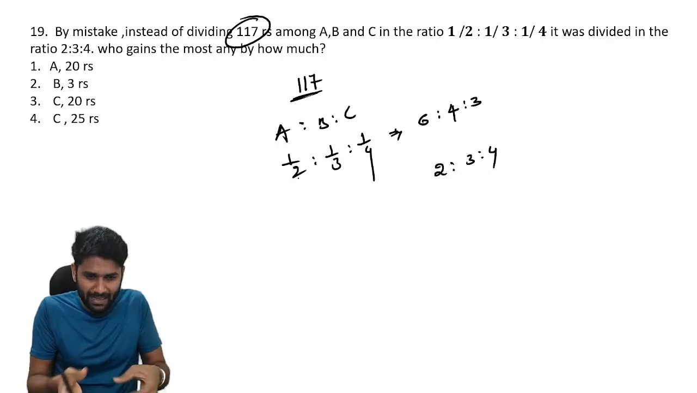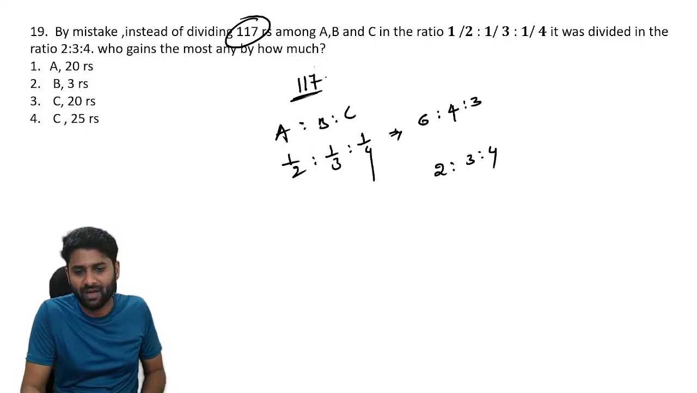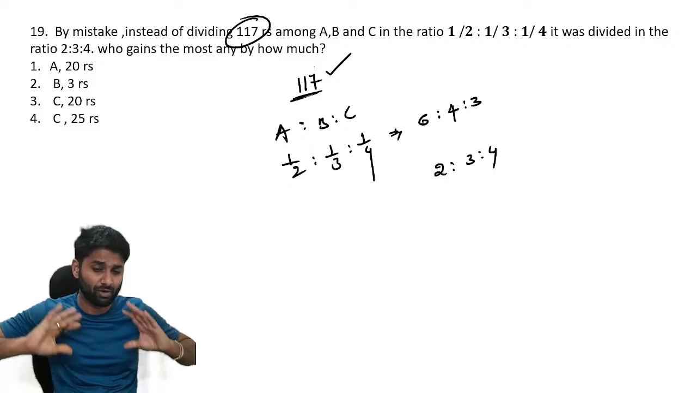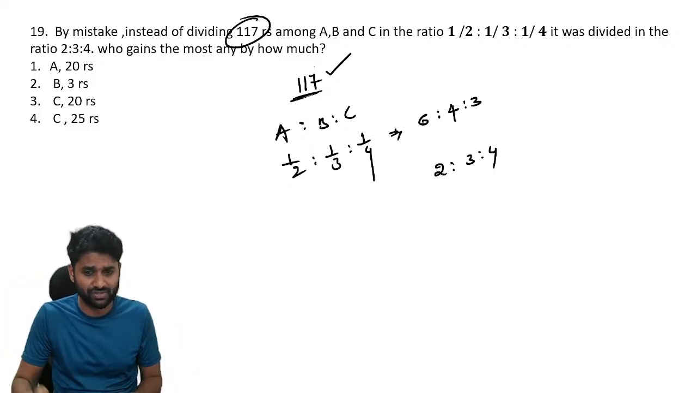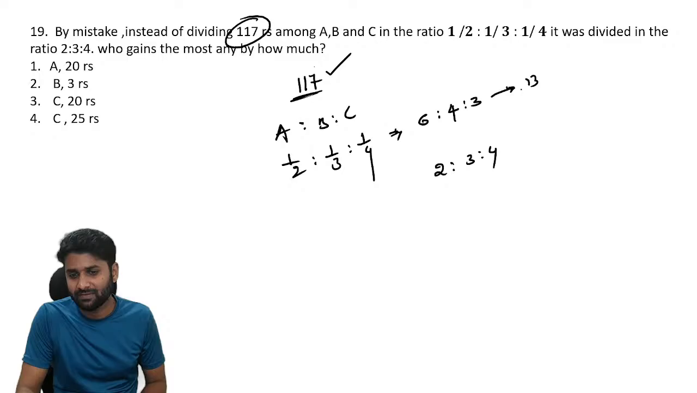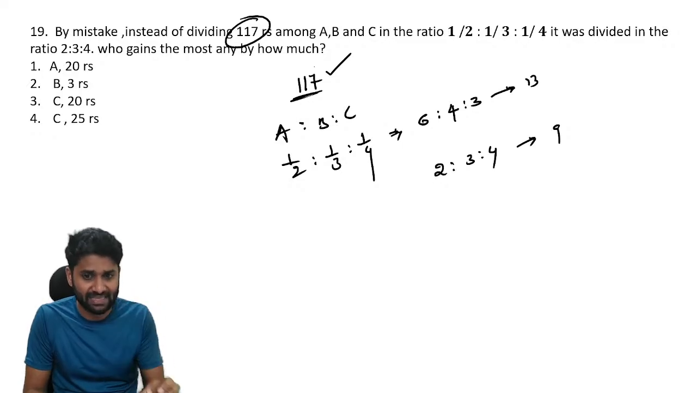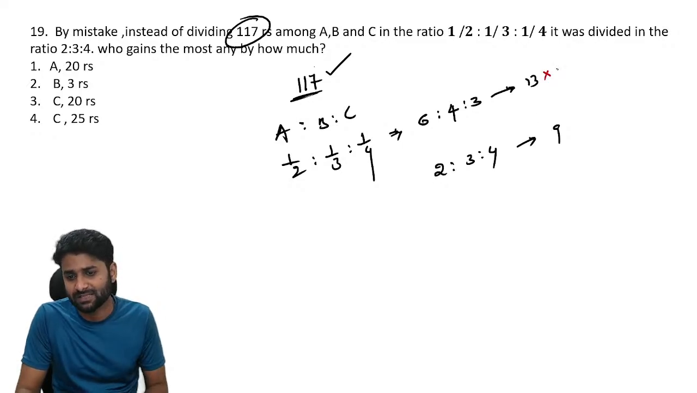Guys, it was mistakenly divided, but the sum value does not change. We are changing the ratios, but whatever the final sum value is always constant. So what is the sum of these three values? 13. The sum of these three values is 9. I clearly mentioned that the sum value must be the same. So you should multiply with 9 and multiply with 13.